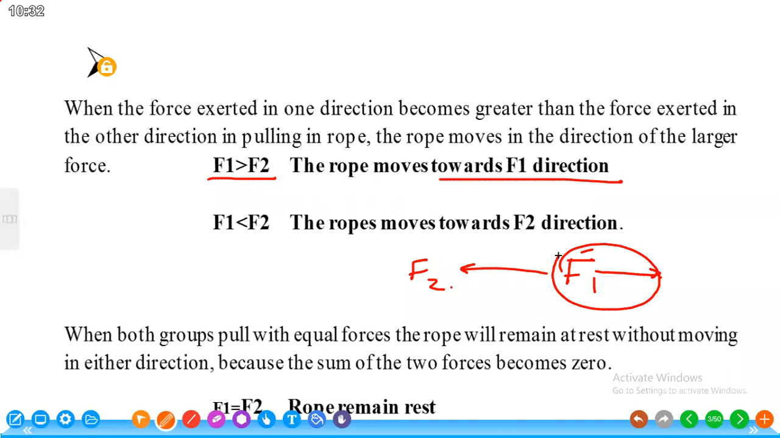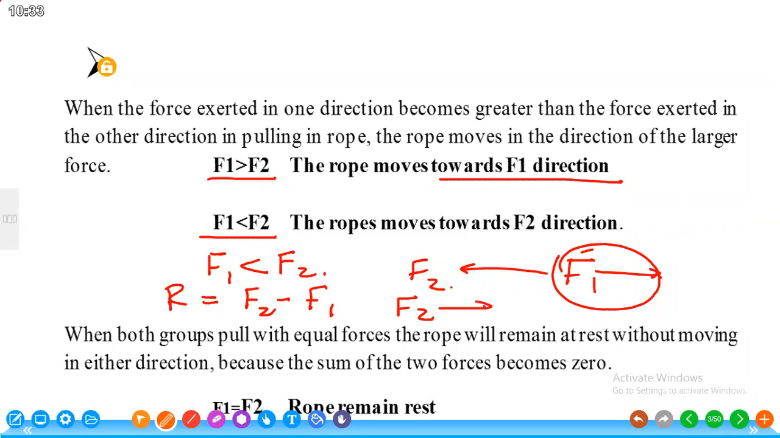And in the second case, the rope moves towards the F2 direction when F1 is less than F2. Here, the resultant force, as we studied last class, is found by subtracting the smaller force from the larger force. So F2 minus F1. The object moves toward the side with the larger force, and the direction is also the larger force side.